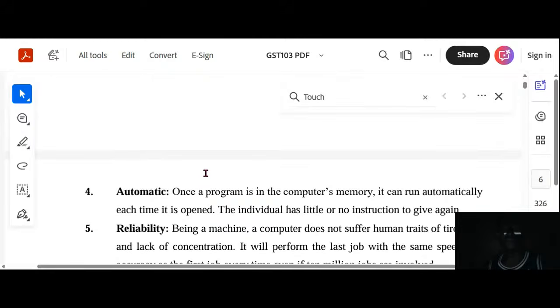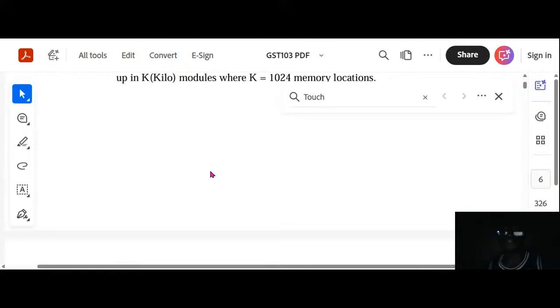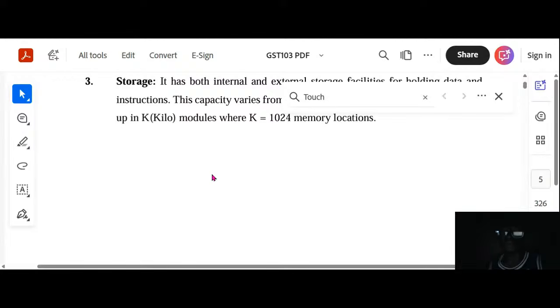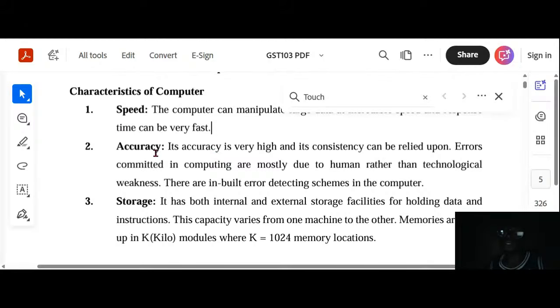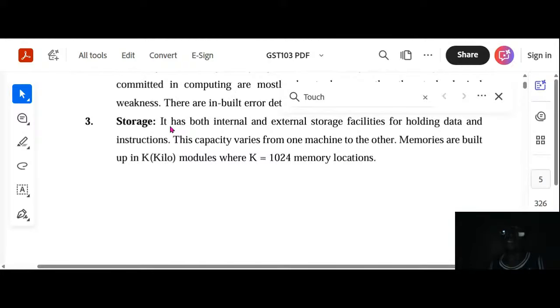And what does it mean? The first S is speed. Like, you know, the computer has the advantage of speed. The first A is accuracy. That is one characteristic of using the computer to process data. Then it has storage.